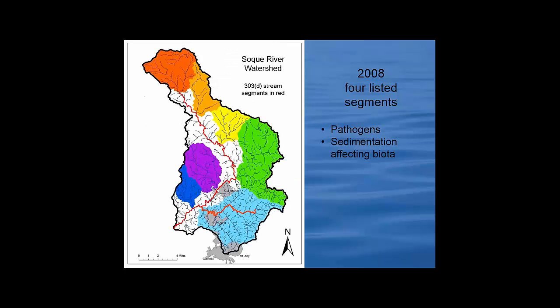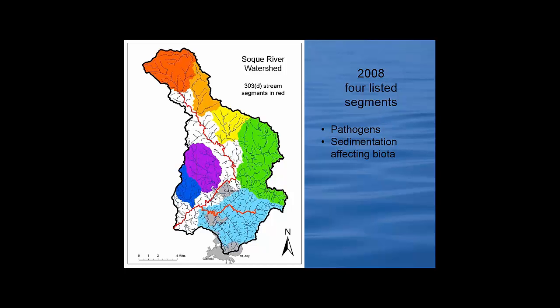Here's another map of the Soquel River watershed. The colored polygons you see there are sub-watersheds of the Soquel. You'll note that since 2002, up to as of 2008, we had four stream segments that did not meet state water quality standards. Those are the 303(d) listed streams.